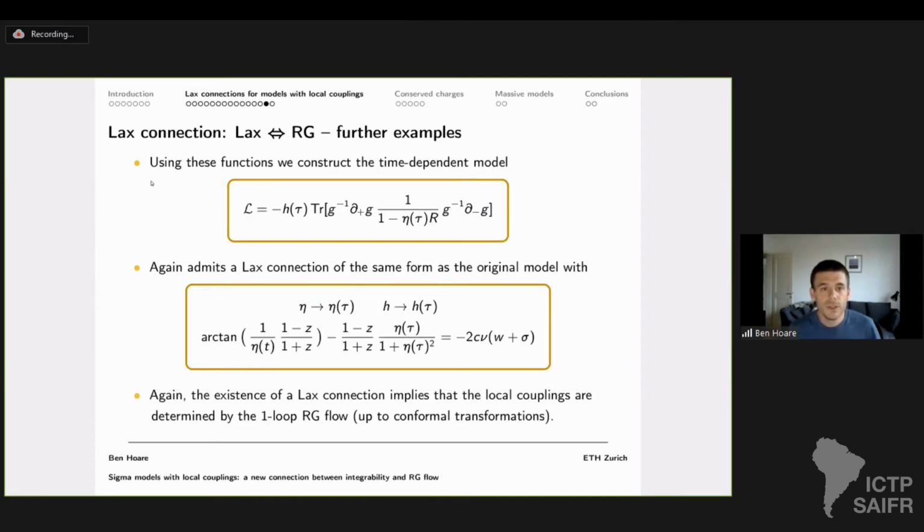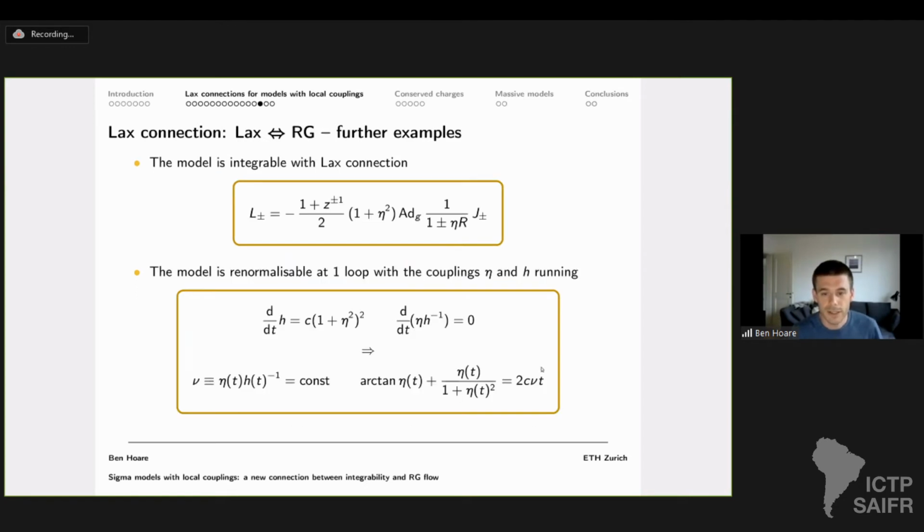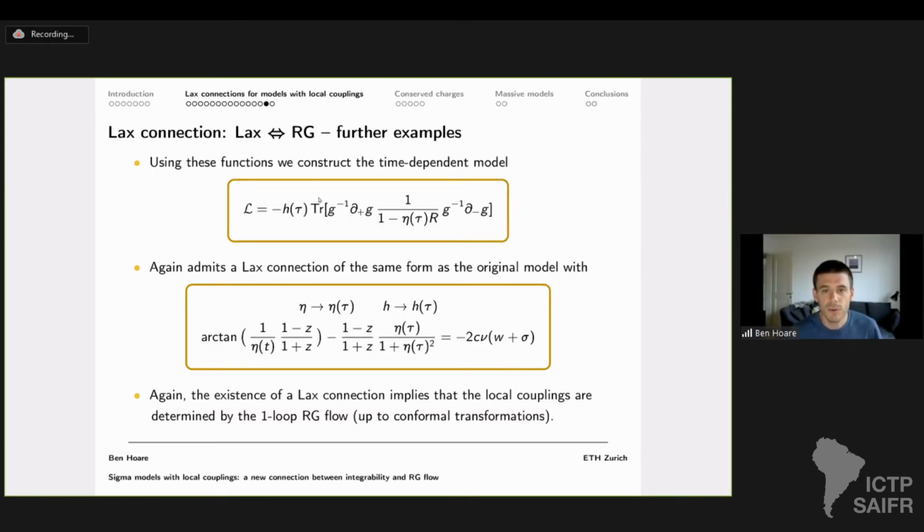So what we can do is we can use these functions that solve these one-loop RG flow equations when we construct the time-dependent model in the same way as before. And we find this again admits a Lax connection of the same form as the original model, with basically these replacements. So η and H are replaced by their time-dependent counterparts. And then the spectral parameter, or this Z, which is a function of the spectral parameter W, is implicitly determined by this equation here. So again, the existence of the Lax connection also implies that the local couplings are determined by the one-loop RG flow up to conformal transformations.